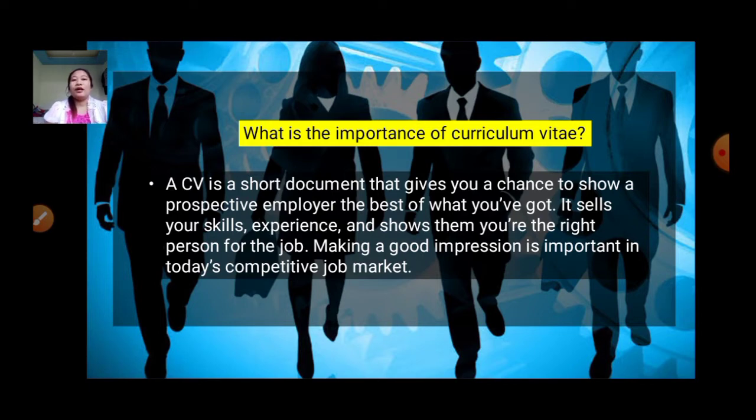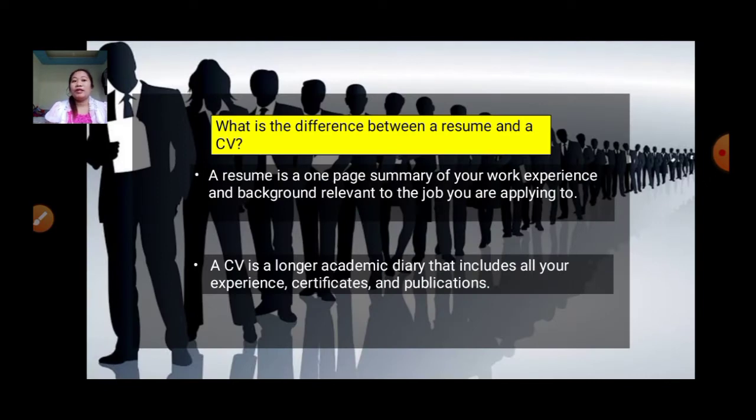So, what is the difference between a resume and a CV? A resume is a one-page summary of your work experience and background relevant to the job you're applying to. A resume, on the other hand, is much shorter and should be concise and present the information in a clear and direct way. While a CV is a longer academic diary that includes all your experience, certificates, and publications. So a CV is usually longer than a resume because it includes all the information.